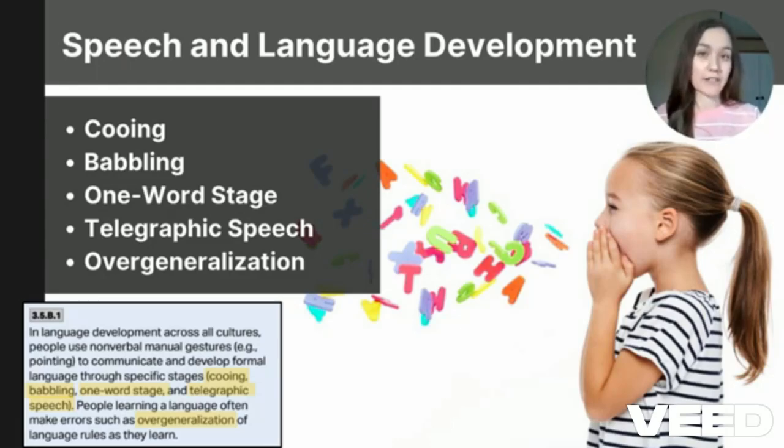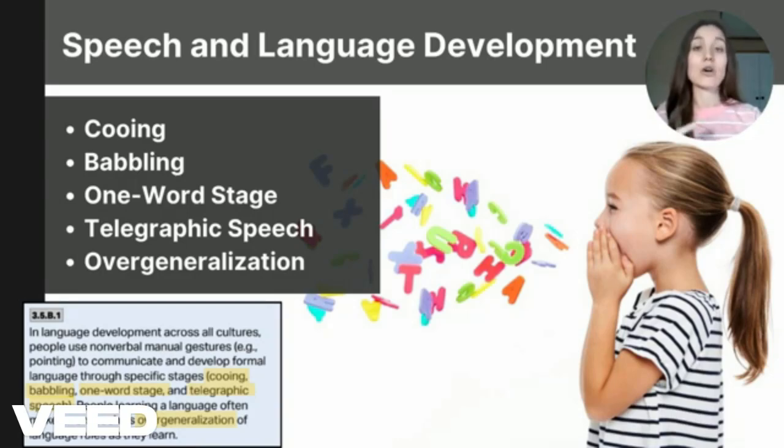Next is telegraphic speech, and telegraphic speech is going to happen around 2 years of age. This is when toddlers start to string together 2 to 3 words, focusing on key words like nouns and verbs. It's going to resemble a telegram, very short phrases. They might omit some other elements of sentence structure, but it's going to have meaning. They might say, "go walk, mommy, go walk," or "want milk." They're still missing a few words, but they're creating this telegraphic speech.